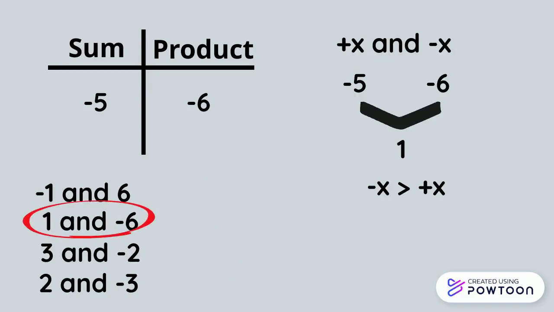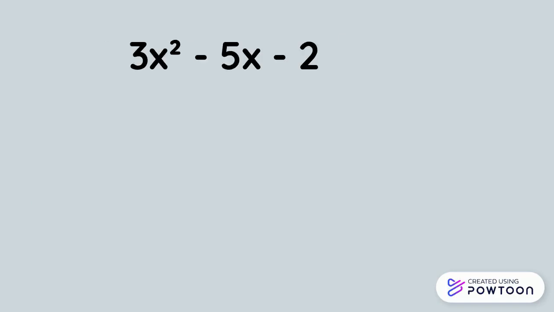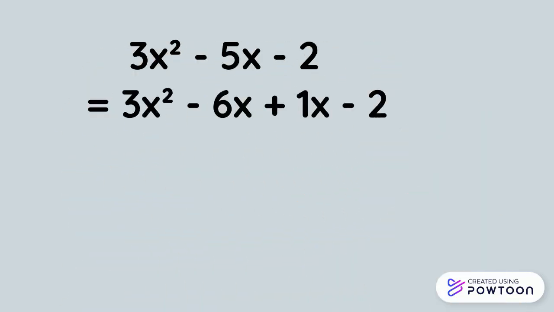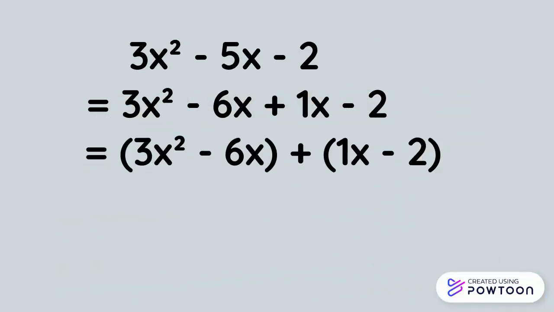so we would substitute those numbers into the equation for negative 5x. So it would be 3x squared minus 6x plus 1x minus 2. Then we would group it to find common factors, so it would be bracket 3x squared minus 6x bracket plus bracket 1x minus 2 bracket.